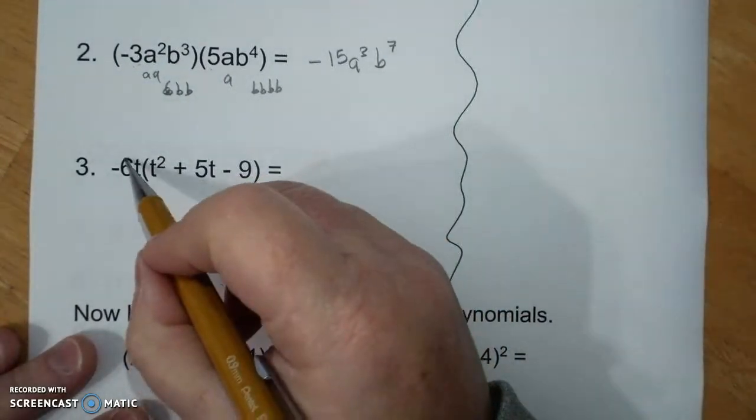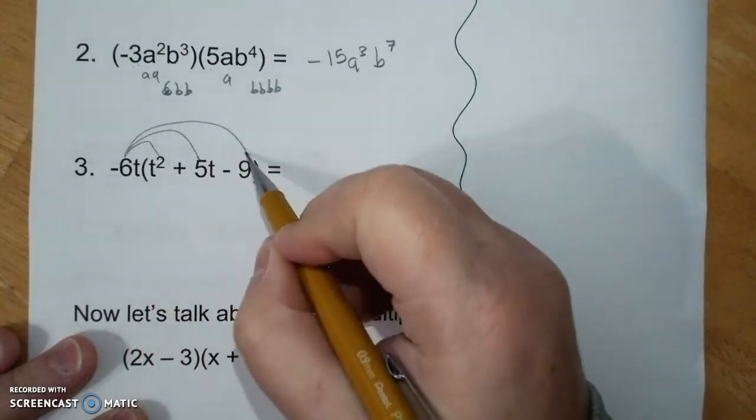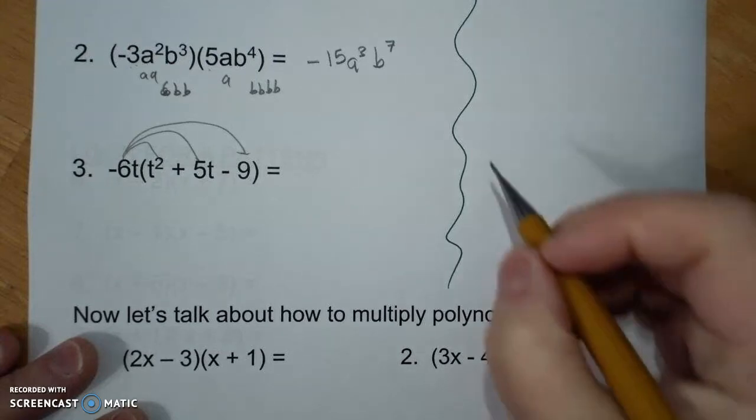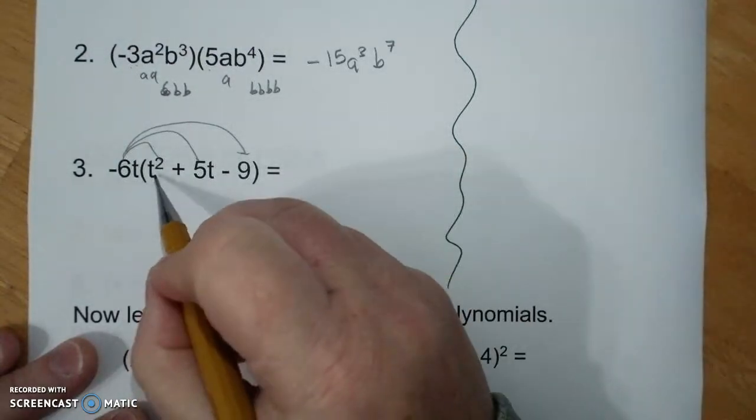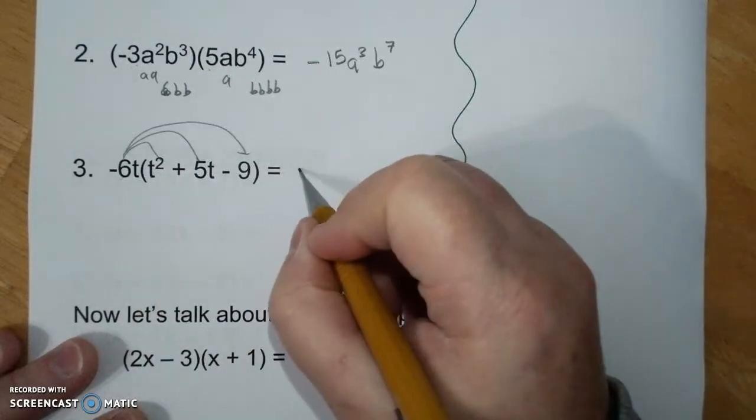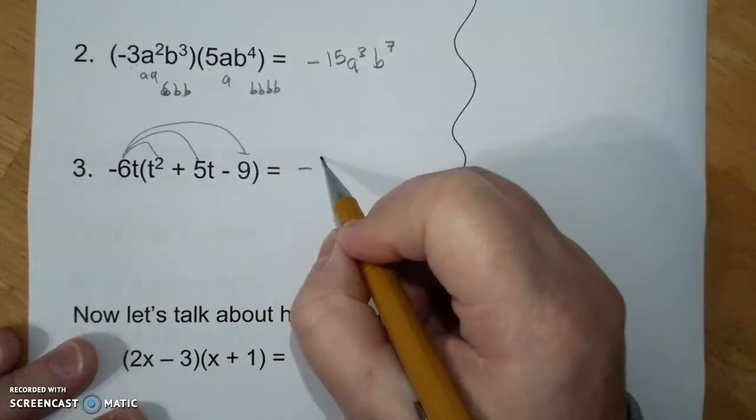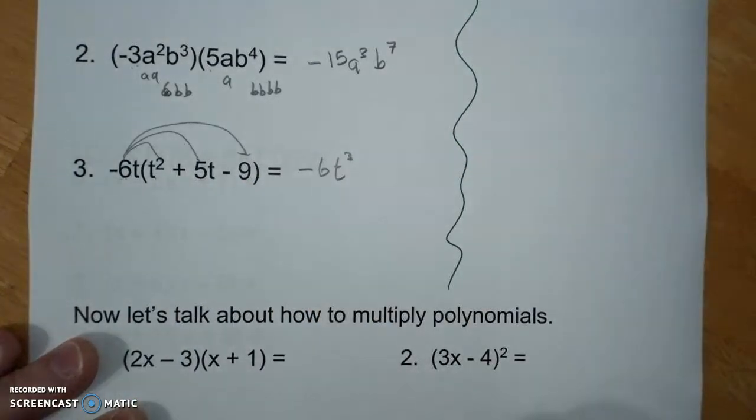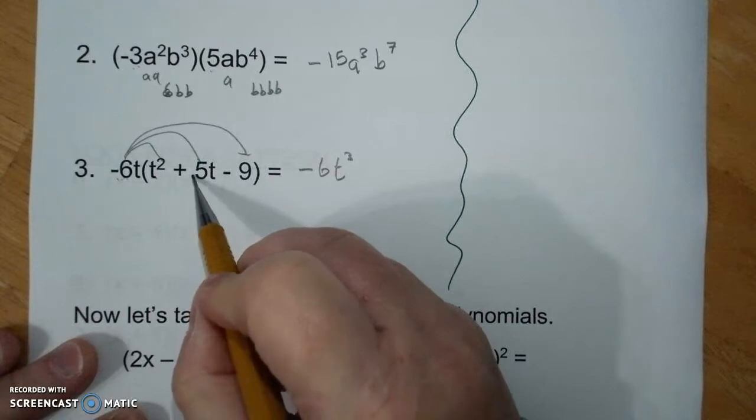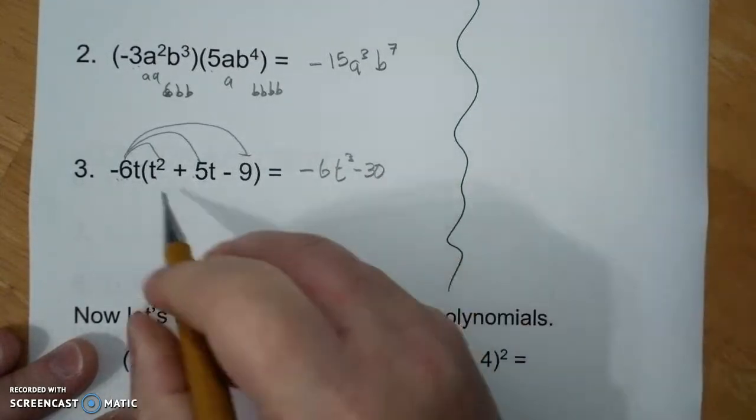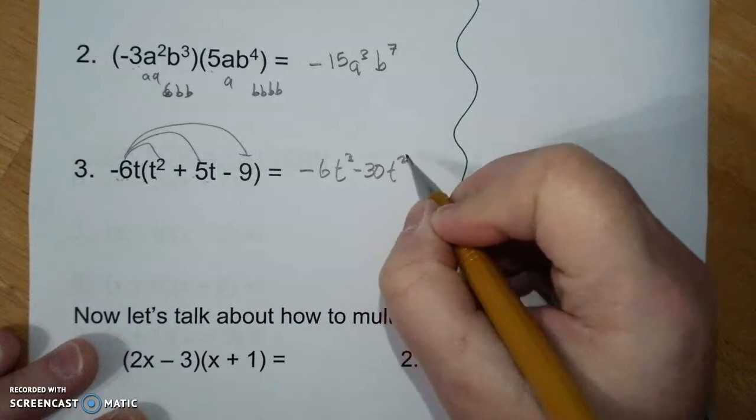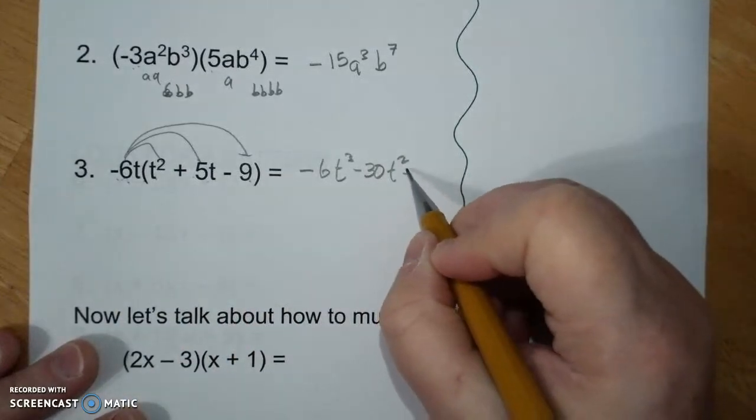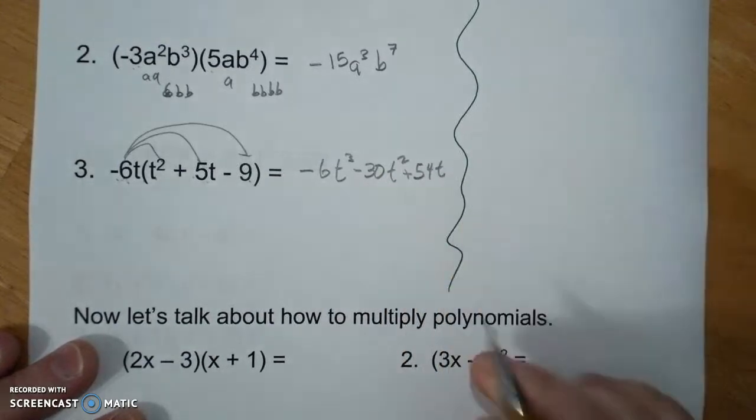Here, this is multiplying. It's actually a distributive property, but it's stretching it out. So it's negative times a positive is a negative. 6 times 1 is 6. T and t is t to the third. Negative 6 times positive 5 is negative 30. T times t is t squared. Negative 6 times negative 9 is positive 54t.